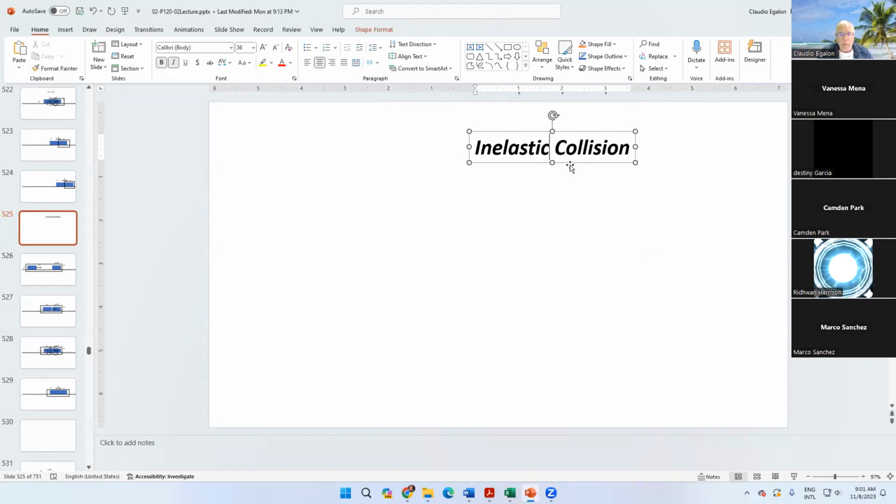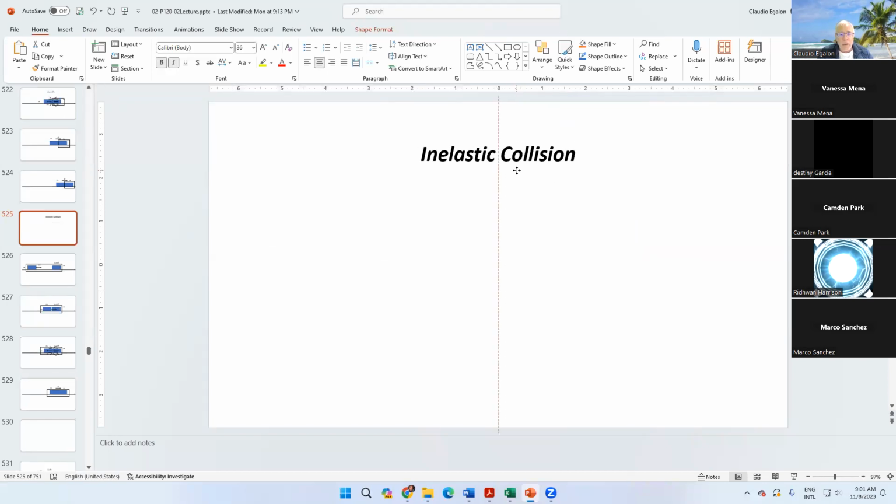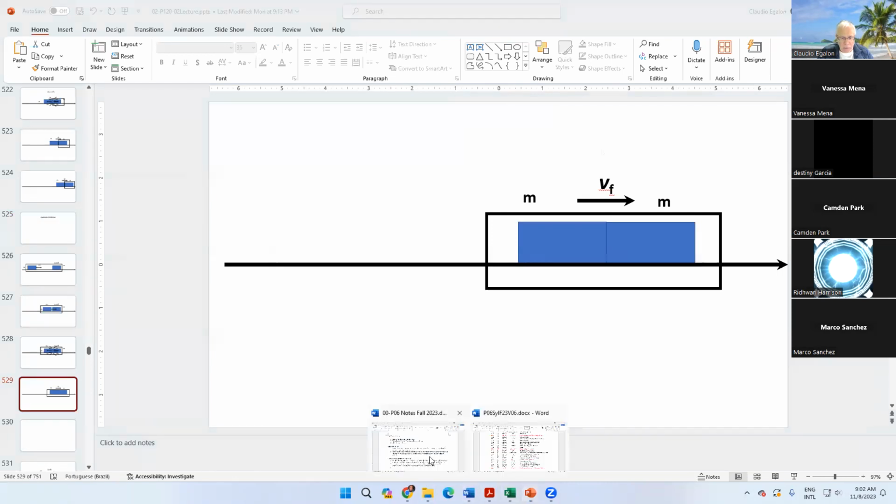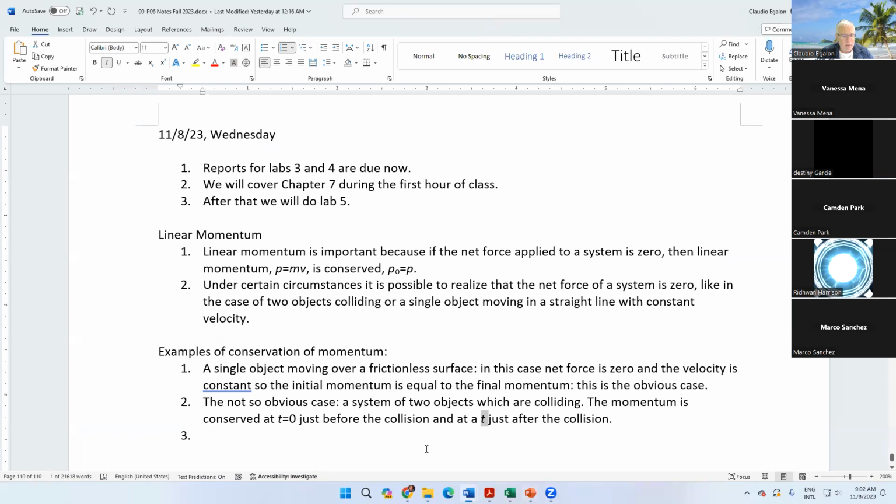The inelastic collision, because the two objects stick to each other. They don't bounce off each other. That's the simplest type of problem that you're going to see in collisions: a one-dimensional inelastic collision with two objects having the same mass. I'm going to document that here in my notes.